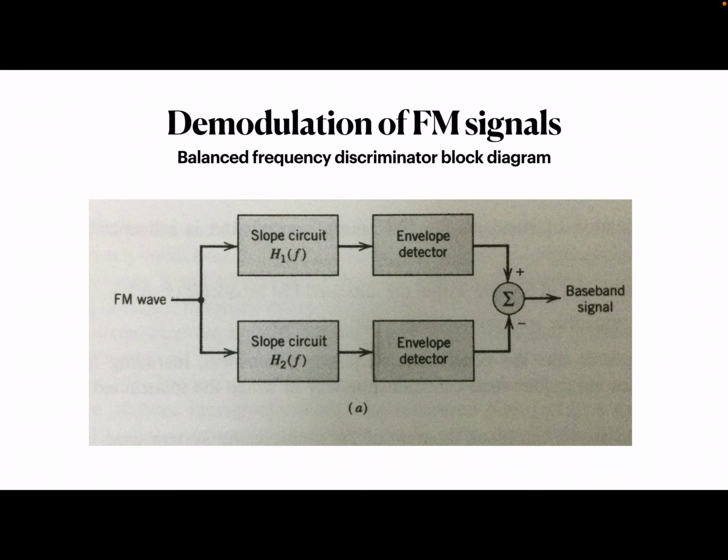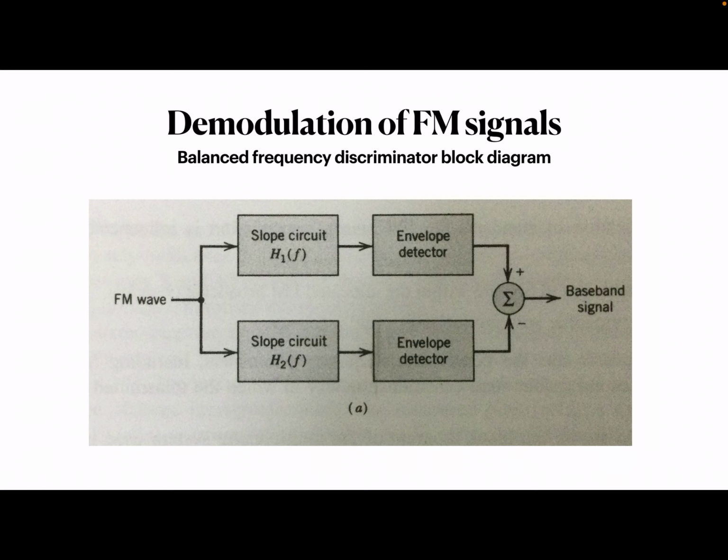the FM demodulators, basically there are two types. One is the direct method and another one is the indirect method. In the indirect method we have two types, one is the frequency discriminator, another one is the zero crossing detector. In the direct method we have a method called phase locked loop.